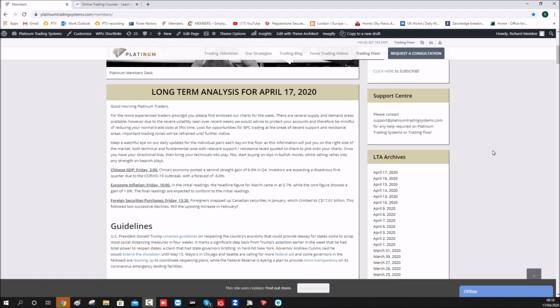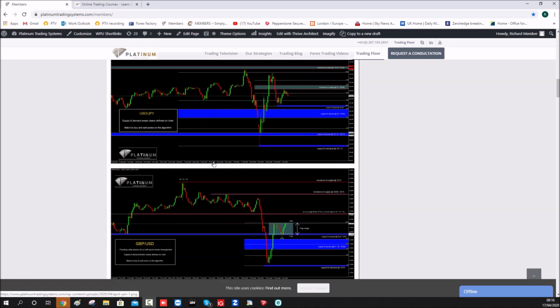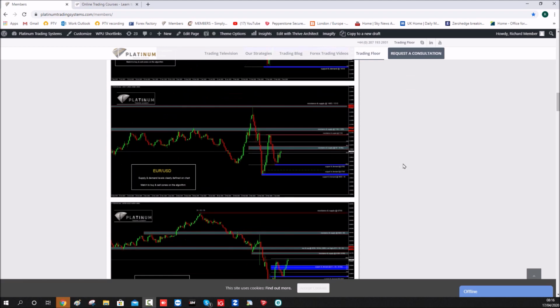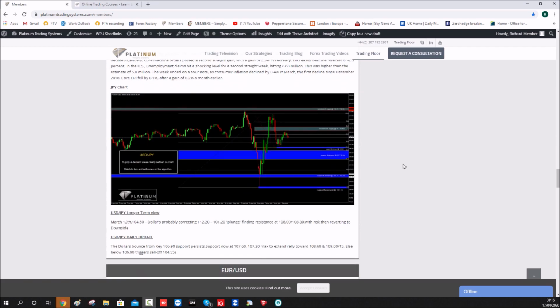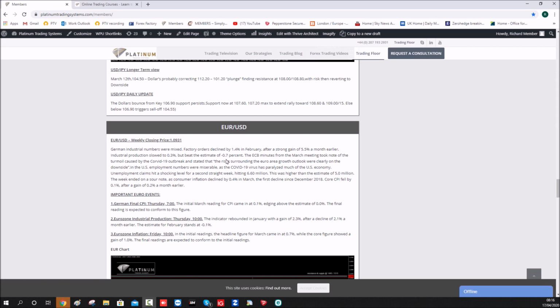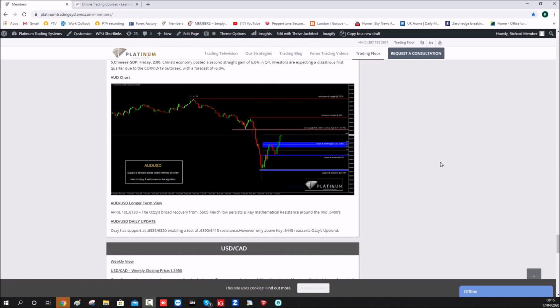Our clients have lifetime access to it. You'll find plenty of articles on here, trades for the week on the 5 major currency pairs that we trade, and as I come down further, you've got all the fundamentals for each individual pair. But as I mentioned, I want to concentrate on the Aussie this week.